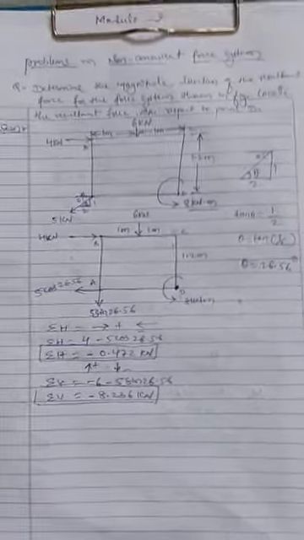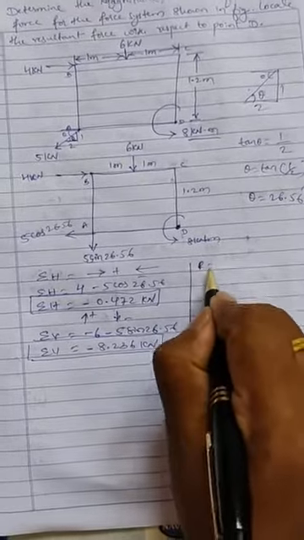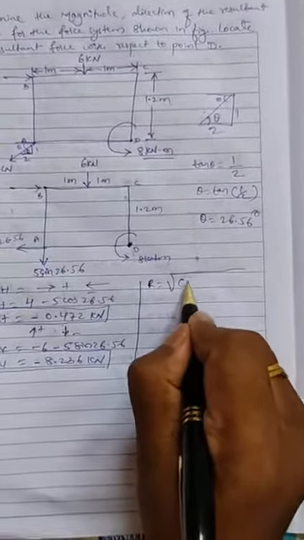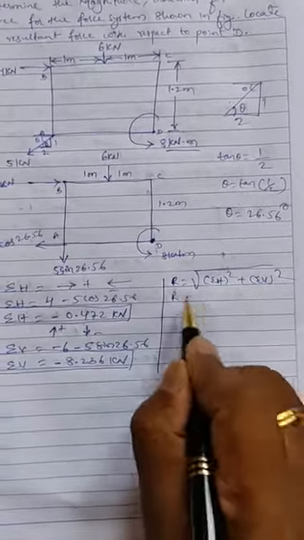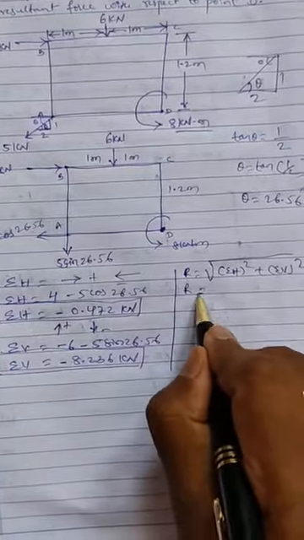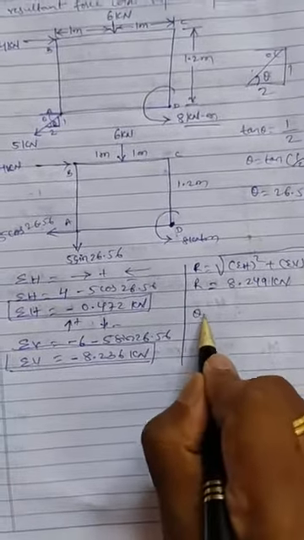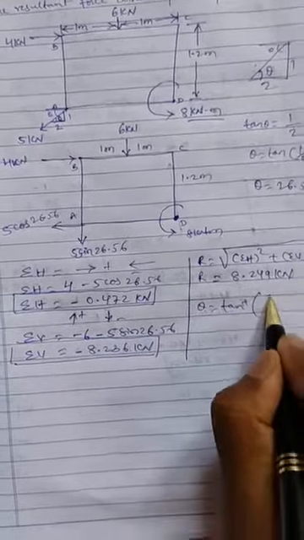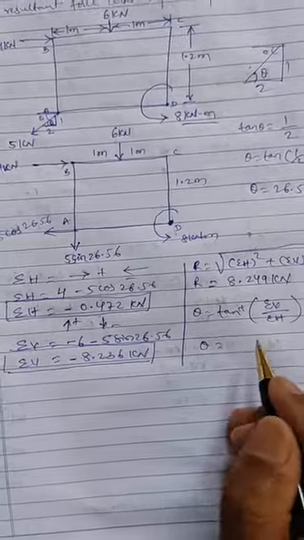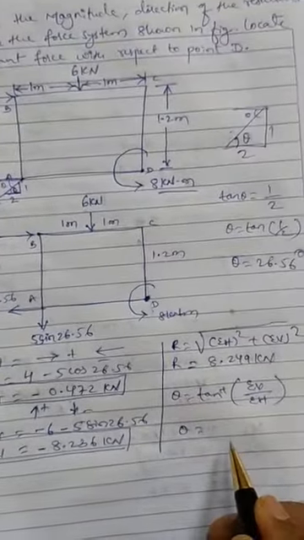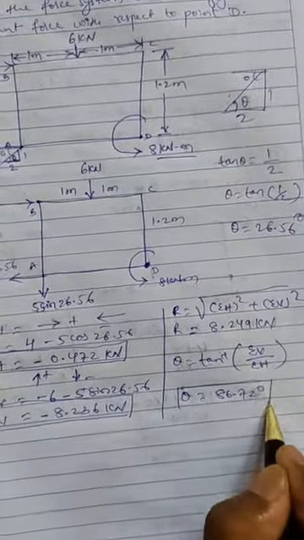We got the summation of H as well as the summation of V. So here we can easily calculate R, where R is equal to the square root of summation of H whole square plus summation of V whole square. Substituting the values and working out, we get R as 8.249 kilonewton. To calculate theta, theta is equal to tan inverse of summation of V by summation of H. Working that out, you will get 86.72. This is the value of theta.